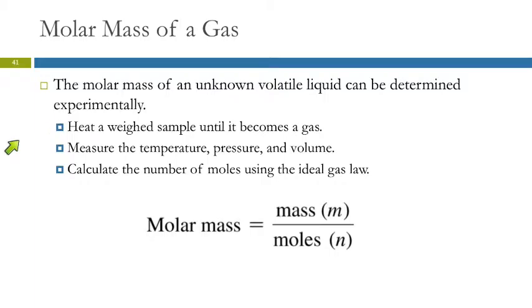So what you do to do this experimentally is you take a sample of this volatile liquid, you weigh it so that you know the mass, and then you heat it until it becomes a gas. When it's a gas, you measure the temperature, the pressure, and the volume of the gas. From that information, you can calculate the number of moles of the gas. And then the molar mass is the mass of the gas in grams divided by the number of moles.